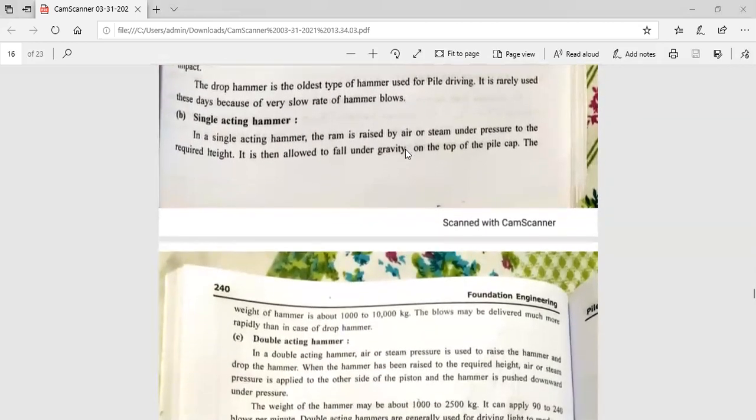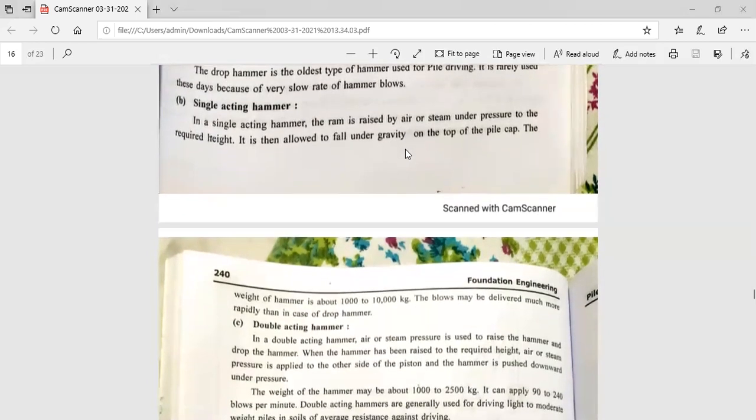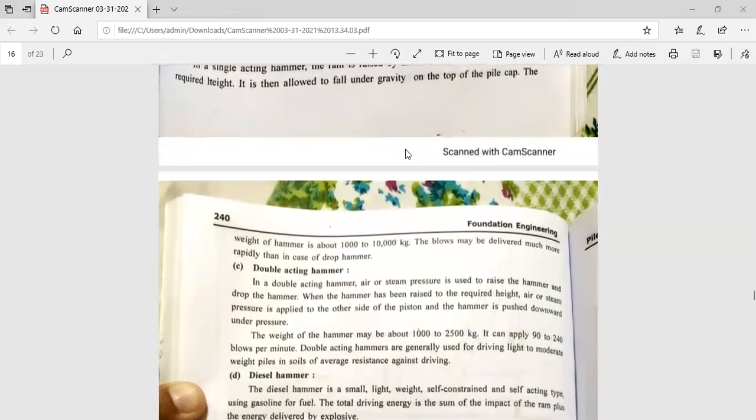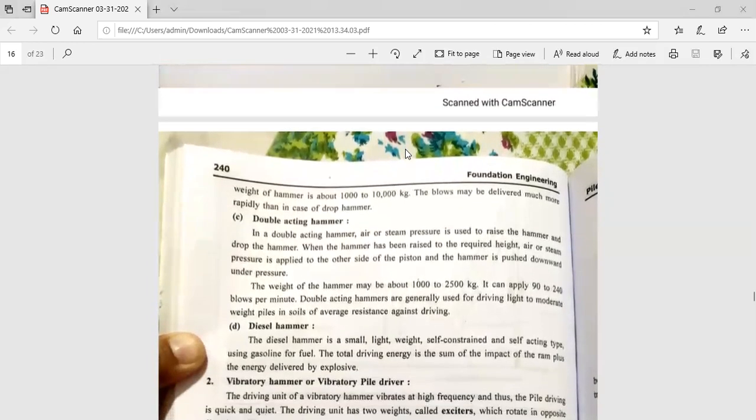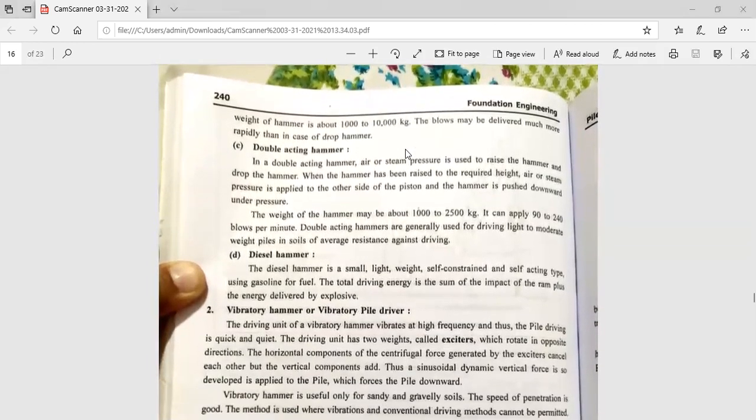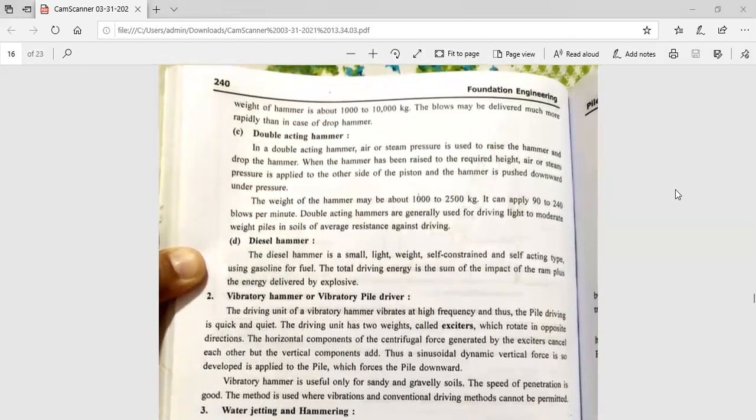Next is the single acting hammer. In a single acting hammer, a ram is raised by air or steam under pressure to the required height and is allowed to fall under gravity on the top of the pile. The weight of the hammer is about 1000 to 10,000 kg, and the blows may be delivered much more rapidly than in the case of the drop hammer, right?